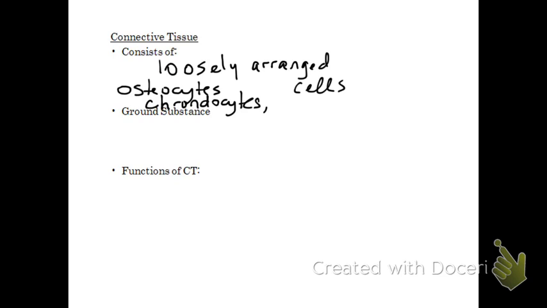In addition to those loosely arranged cells, because there is a lot of space in between the cells, there is stuff in between the cells. That non-living stuff between the cells is referred to as the ground substance. Now, the ground substance is really composed of proteins, primarily proteins. And there are 3 different types of proteins that you're going to hear described primarily in connective tissues. You're going to hear about collagen, elastin, and reticular fibers.